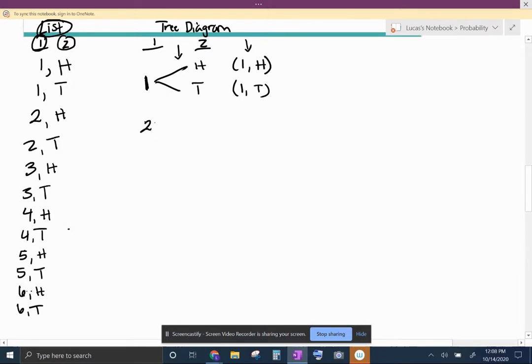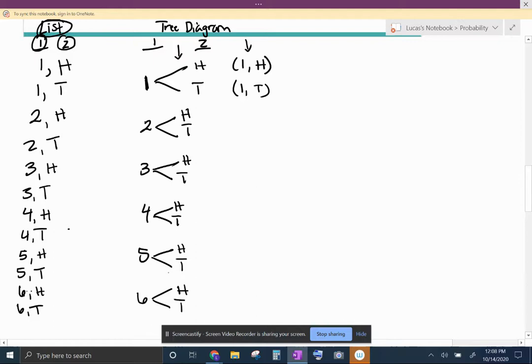Okay. And then I can also roll a 2, get a heads or tails. Roll a 3, get a heads or tails. Roll a 4, get a heads or tails. Roll a 5, get a heads or tails. And then roll a 6, get a heads or tails. So there are 6 different trees here, and the trees are split up that way because in my first event, which is rolling a die, I have 6 different possibilities in my sample space.